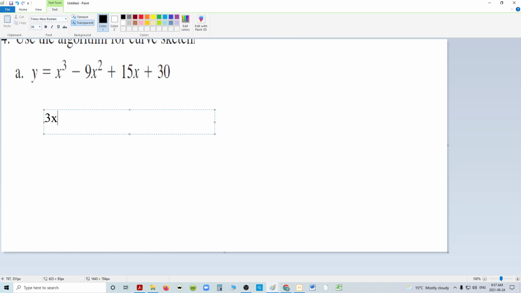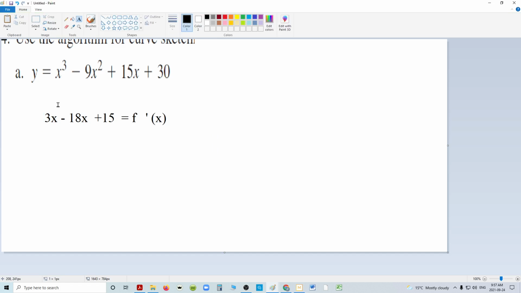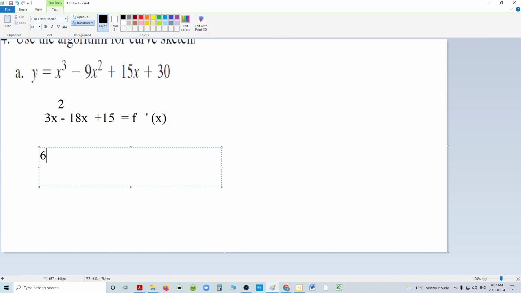3x squared minus 18x plus 15. So that's the first derivative. Notice there's no value for, oh no, there is. Okay, so that's the first derivative. And the second derivative, and make sure that's a square. The second derivative is 6x minus 18.